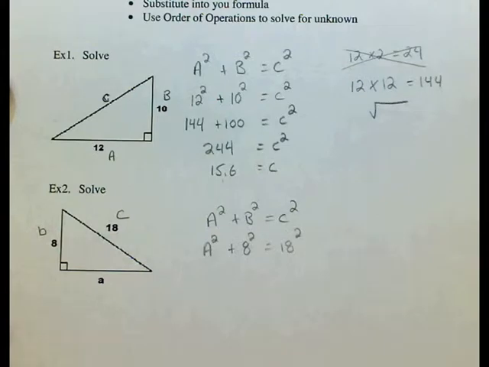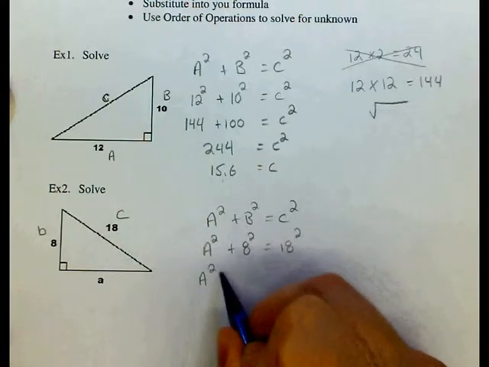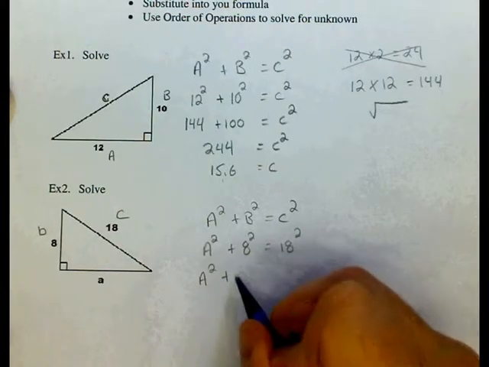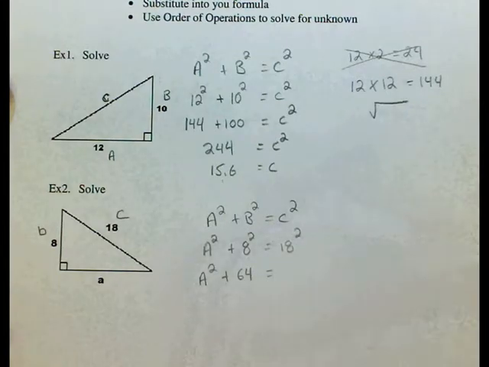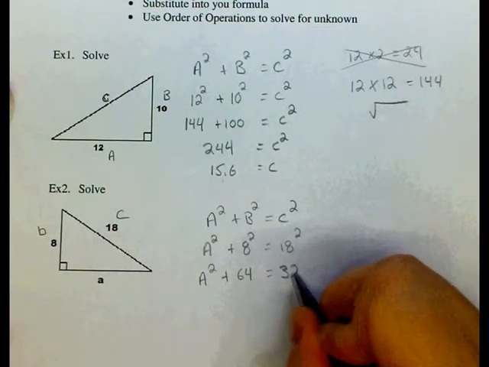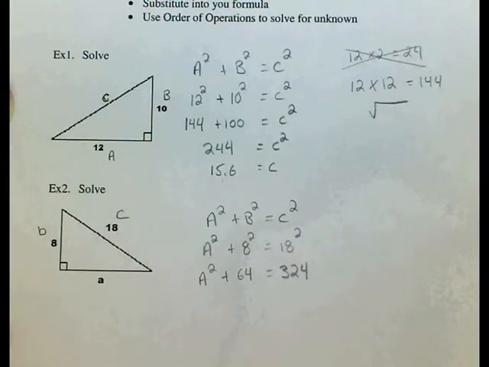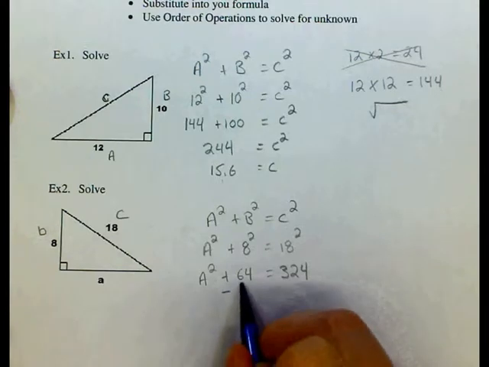So order of operations tells me to square these terms first. A squared plus 8 times 8, mental math, 64, equals 18 squared. 18 times 18, mental math, is 324. Now we get into a little bit of algebra. You got to think back to grade 9. You're trying to isolate A squared. Right now we have add 64. How do we get rid of add 64? We minus 64 to both sides.